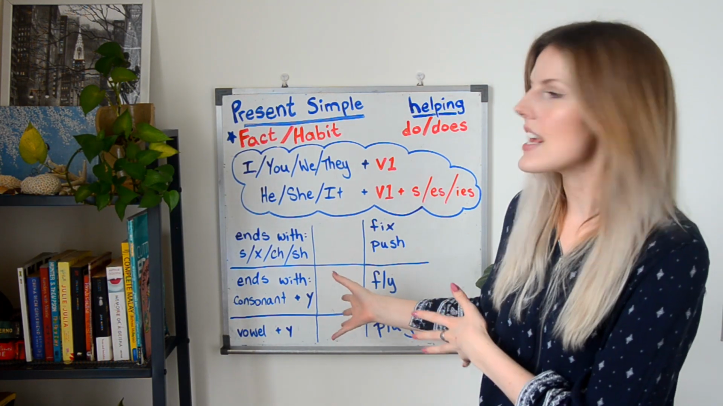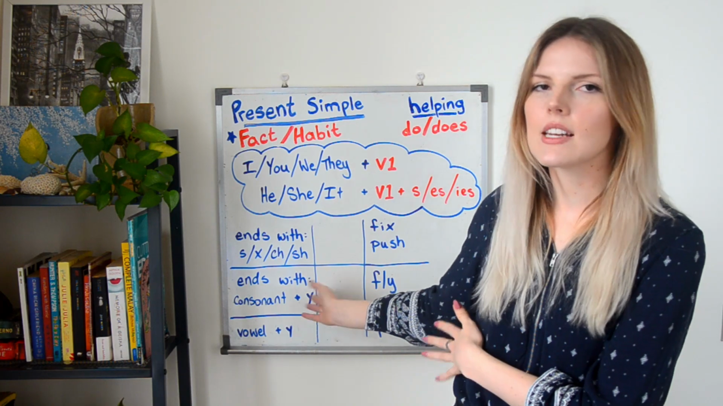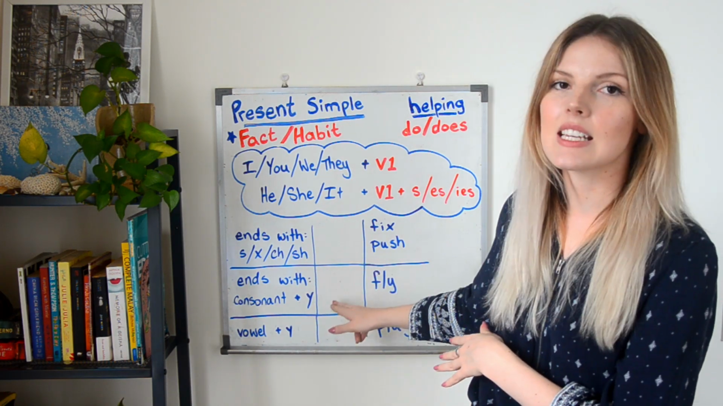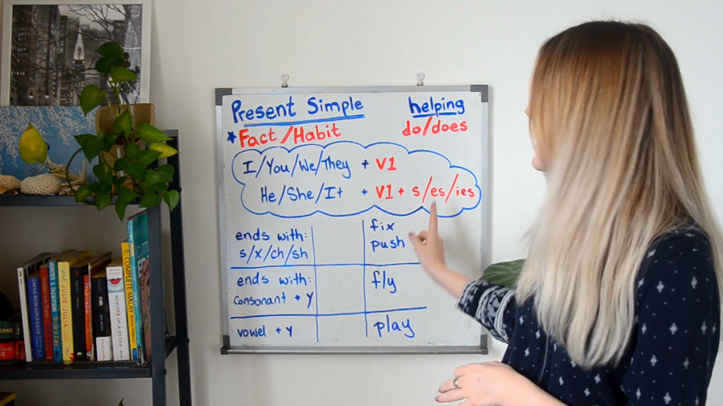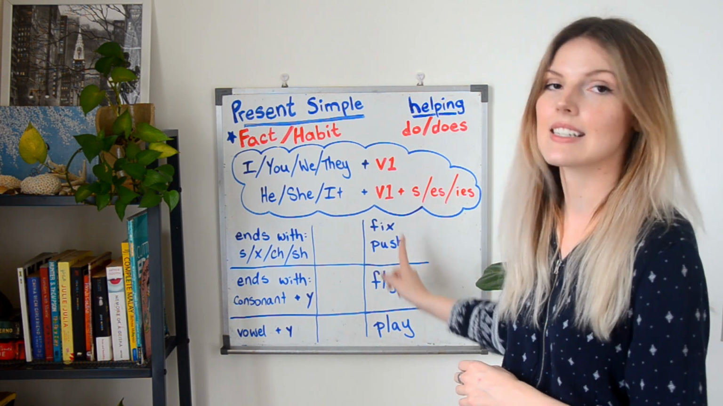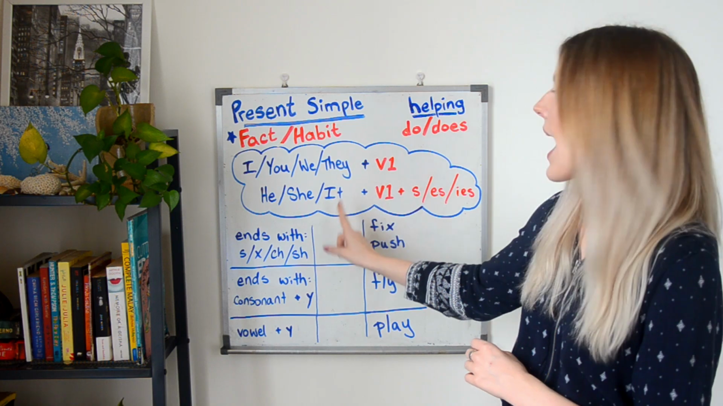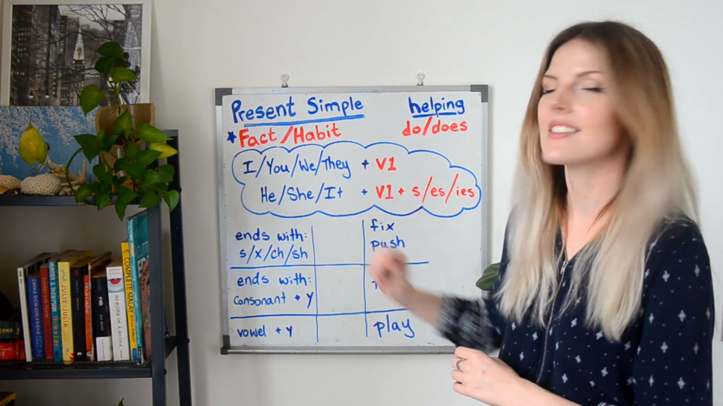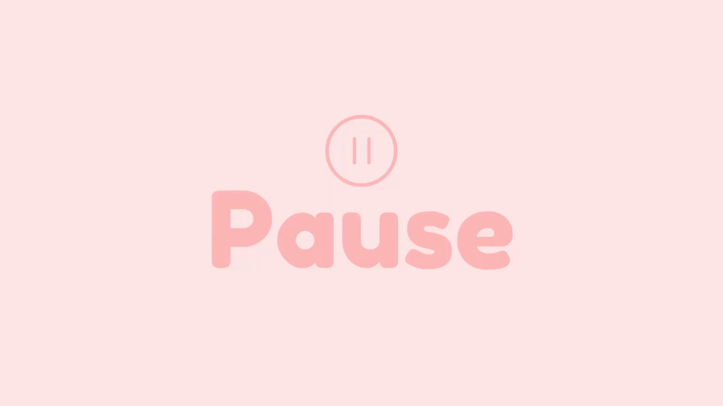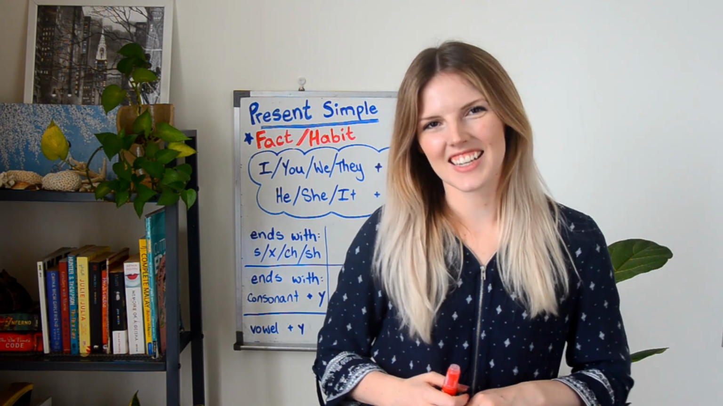Down here you can see I added ends with these letters, or here we have consonant plus Y. What I'd like you to do is fill in these blanks with the missing ending. And then I would like you to change the verbs, these examples, to make them match he, she, or it. So how would you write these verbs for that subject to make a proper present simple sentence? Okay, have you finished? Let's check the answers together.